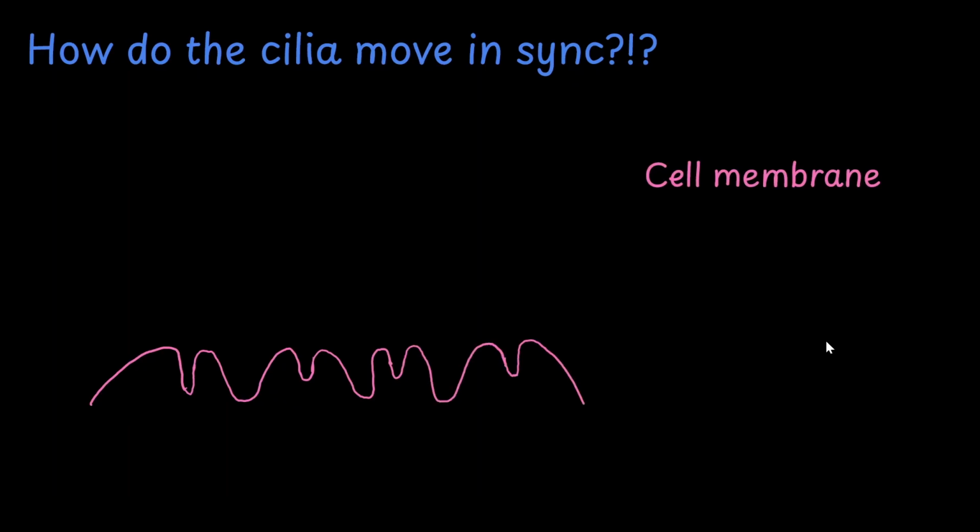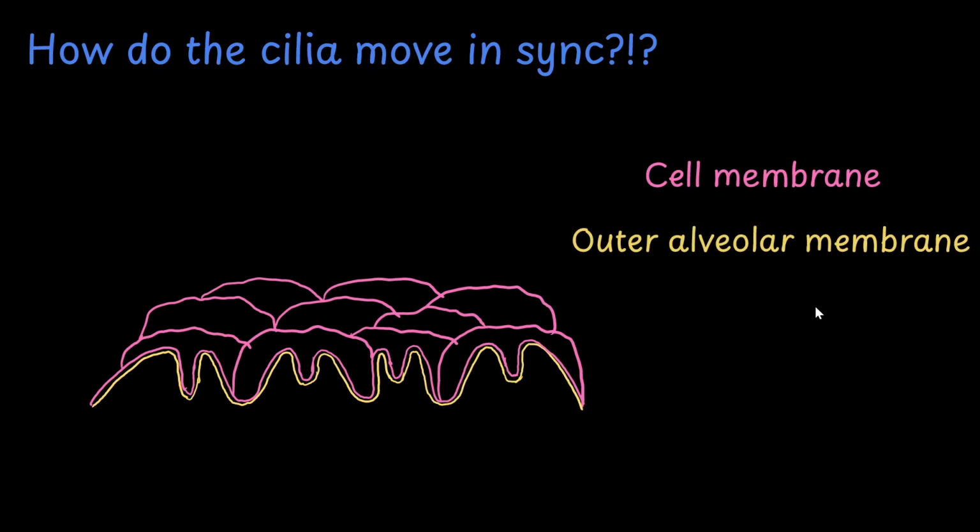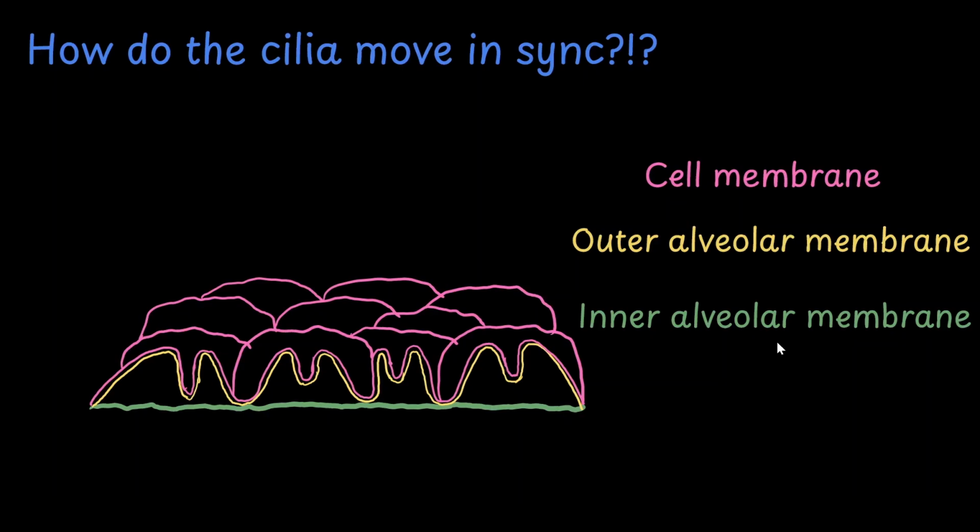But this pellicle is not just a single layer. The pellicle actually has 3 layers within it. The outermost layer is what we call the cell membrane. So this is what we see from the outside. Now, the middle membrane is called the outer alveolar membrane, and the inner membrane is called the inner alveolar membrane. Here you can see that they are extensively folded and there are a few spaces between them. The kinetosomes or basal bodies from which the cilia or flagella originate are present in these grooves.